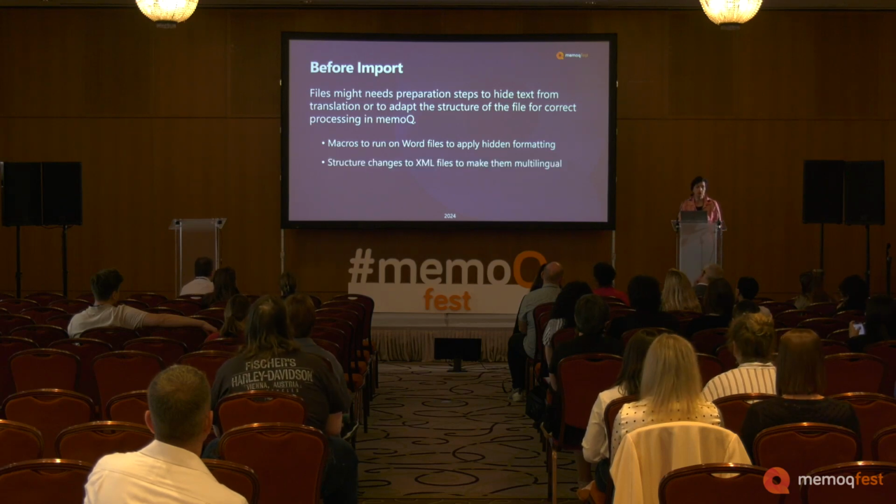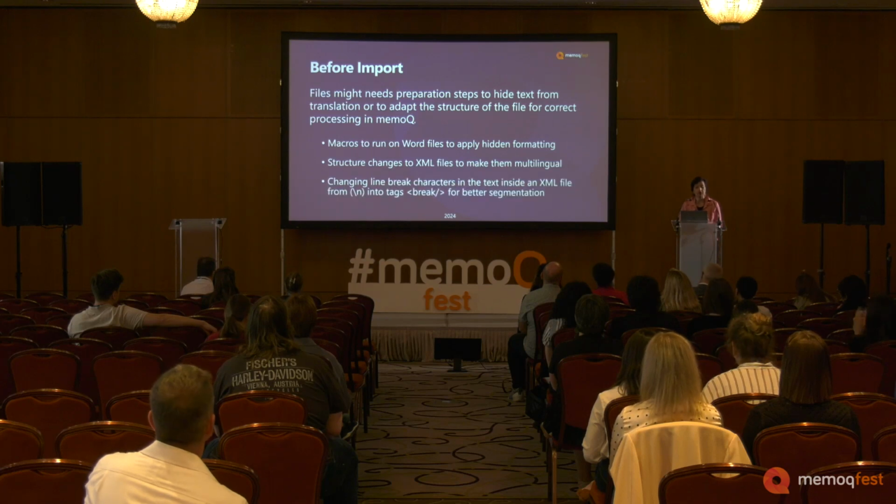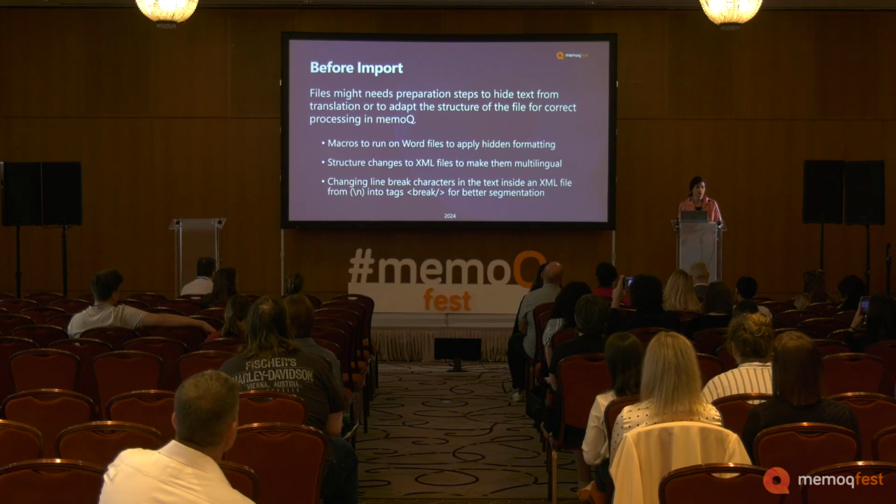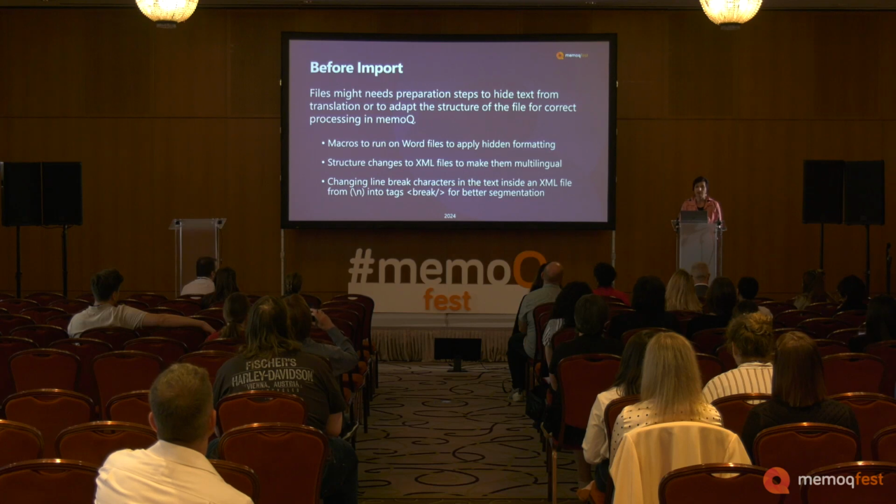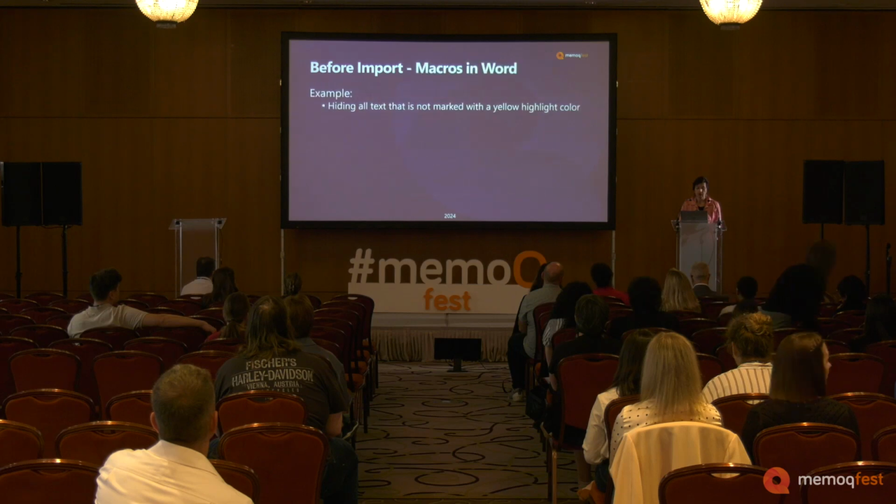We can do changes to files before they import, XML files that might have to be segmented differently. Or we could, that was a segmentation, changing \n markers that say, okay, this is a line break, into something that an XML file really can interpret as a line break. And the other one, the structure changes to XML to make them multilingual. So these are these examples I'm going to show.